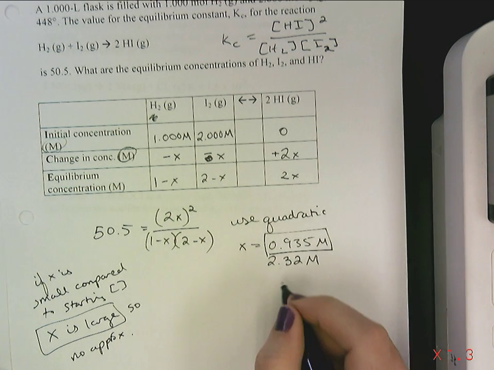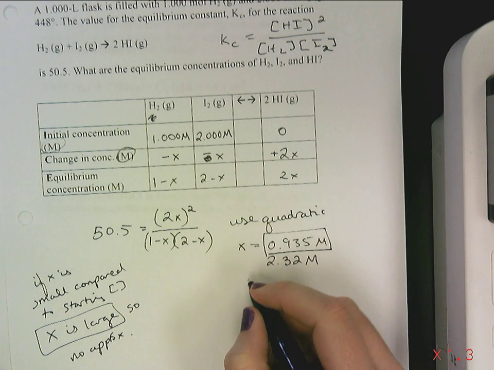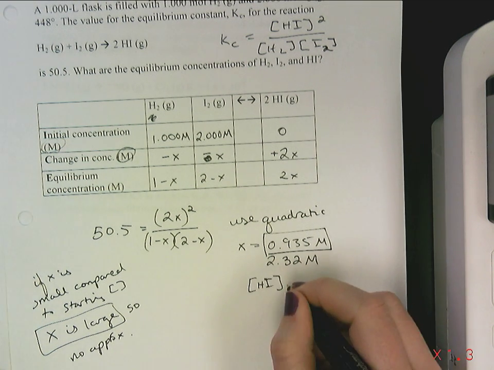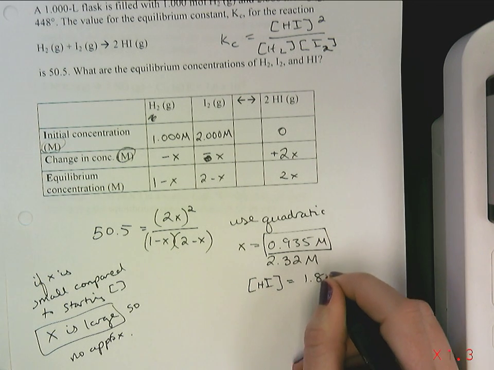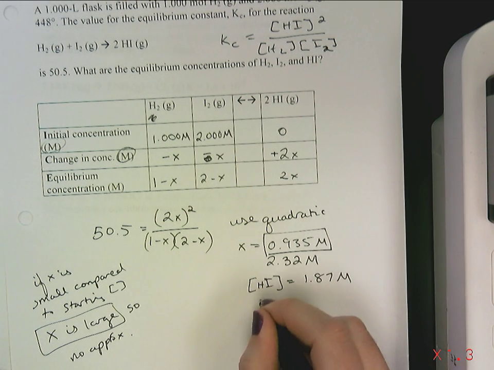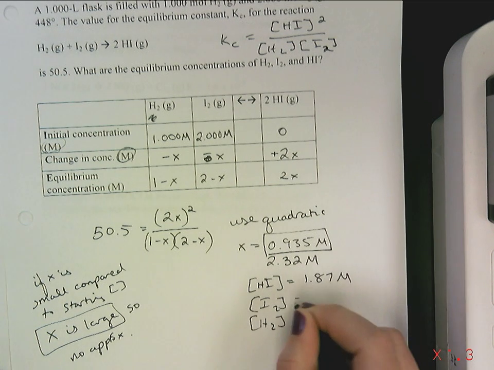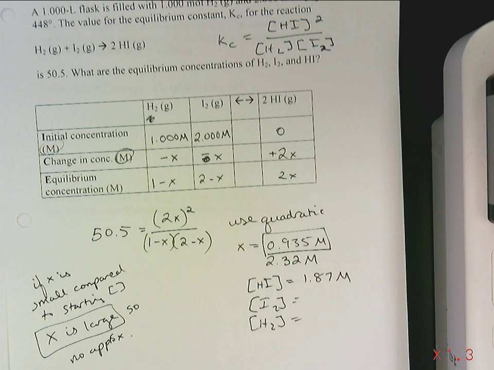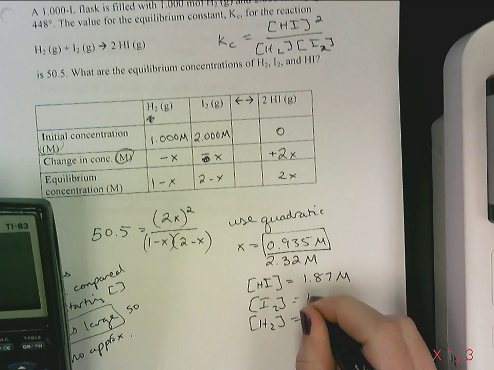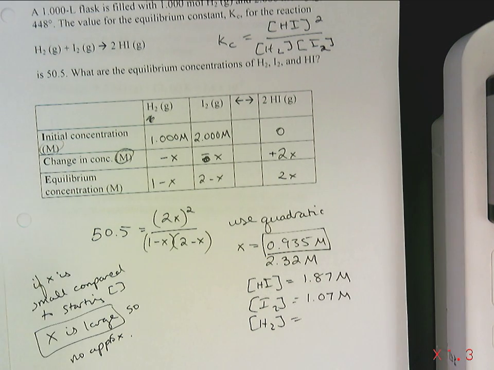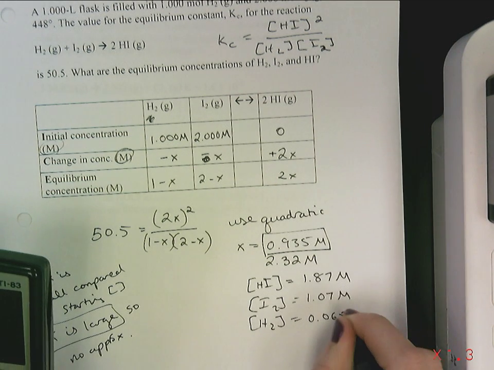And then I can use that to determine the concentrations of everything at equilibrium. So HI is going to be 2 times that. I2 and H2, I actually did not do the math for these, so I'm going to do that really quick. Just 2 minus 0.935 is going to be the value of I2. It's going to be 1.07 molar, and H2 is going to be 1 minus 0.935. So that's going to be 0.065.